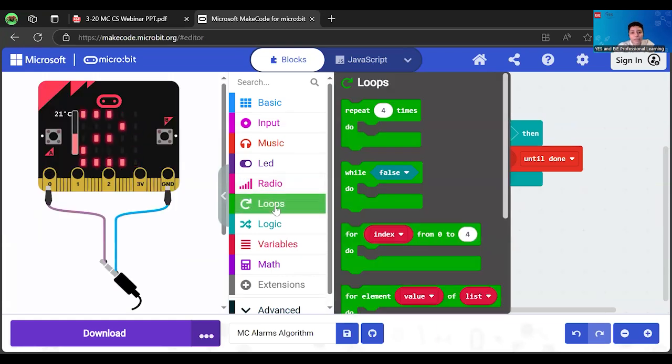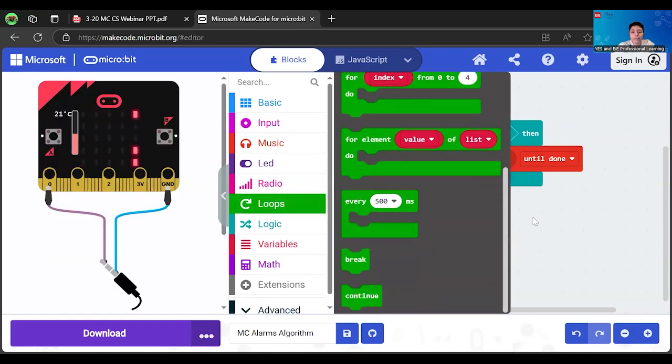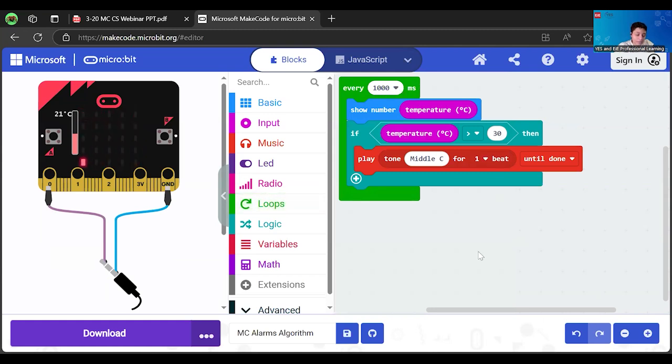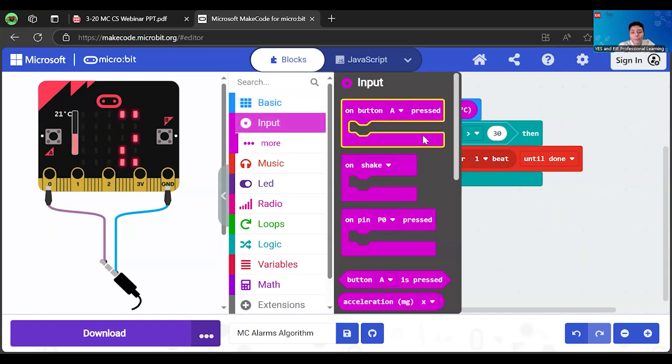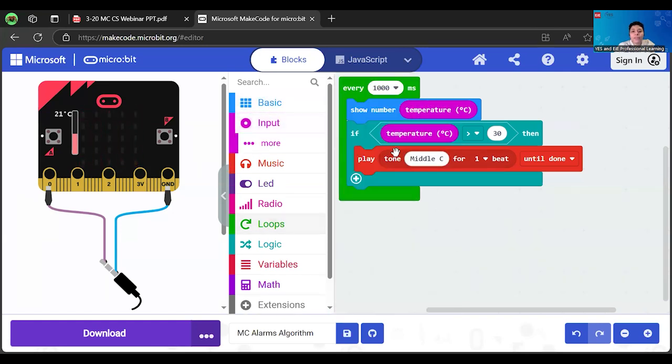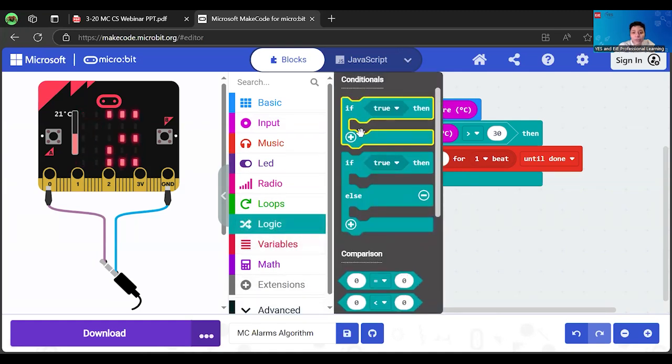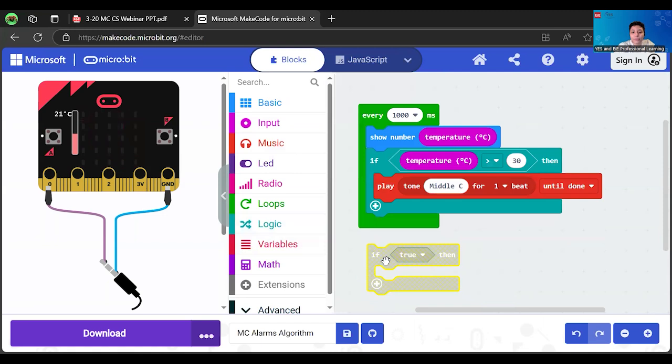The loop block is the green one with the every some odd seconds. Right now it's 1,000 milliseconds. You'll be showing the number in the blue. Our inputs are both temperature. The logic button shows our if-then statement, which there are actually two that you have to add. So I'll pull those out for you to see.